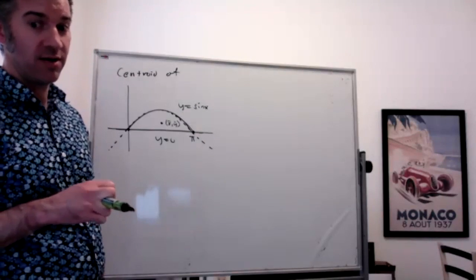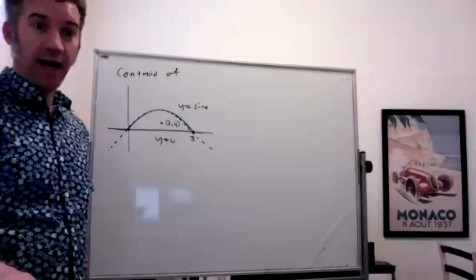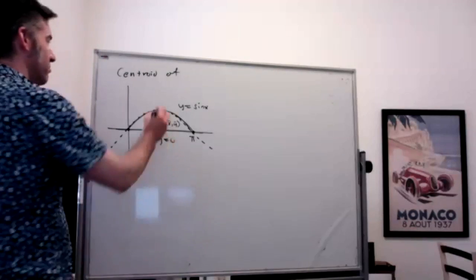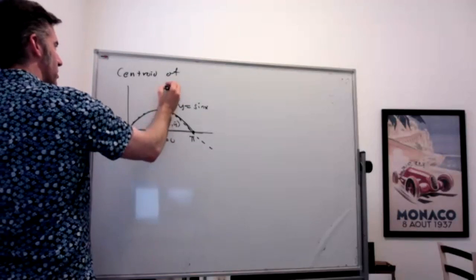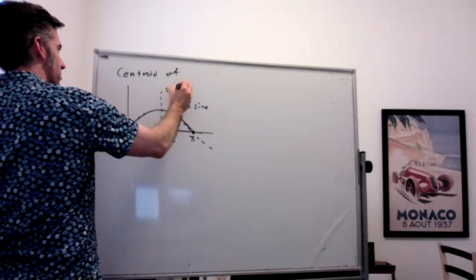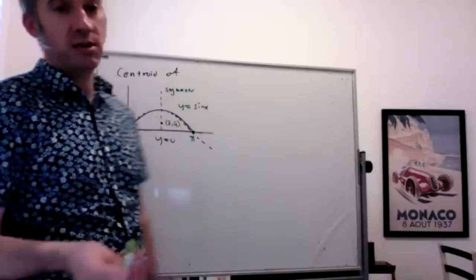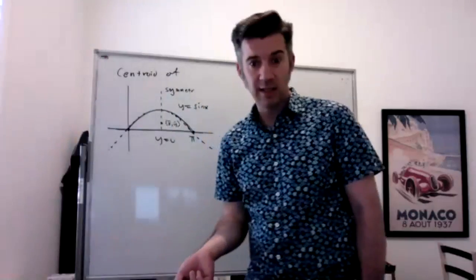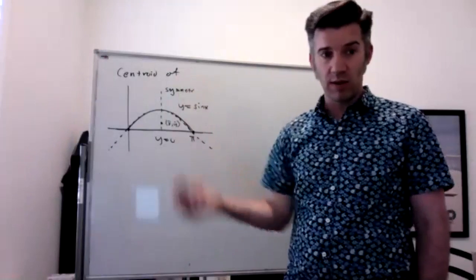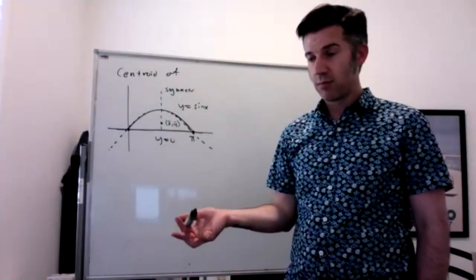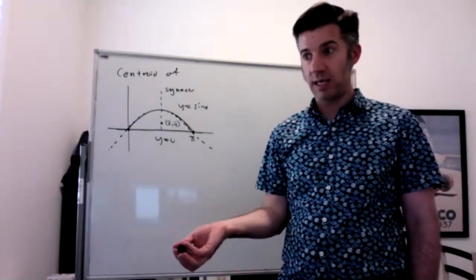Would it be pi over 2? Right. Why? Symmetry. So if you have a shape that is symmetric about an axis, that axis is where one of your centers is.